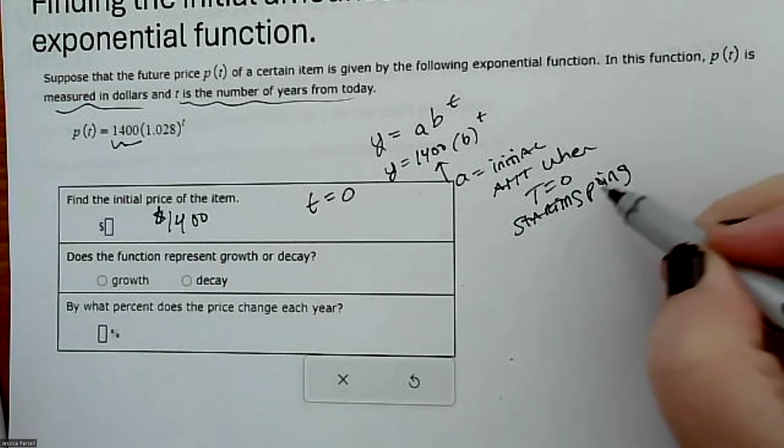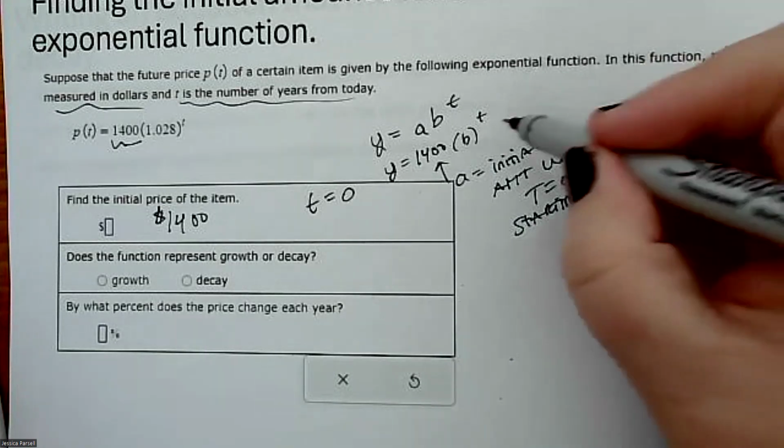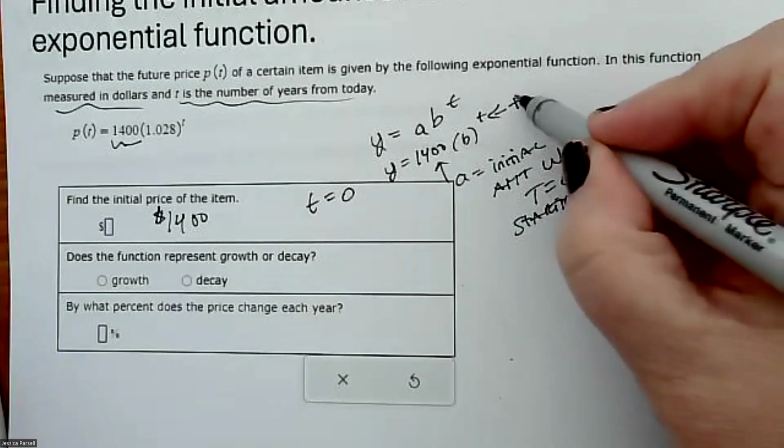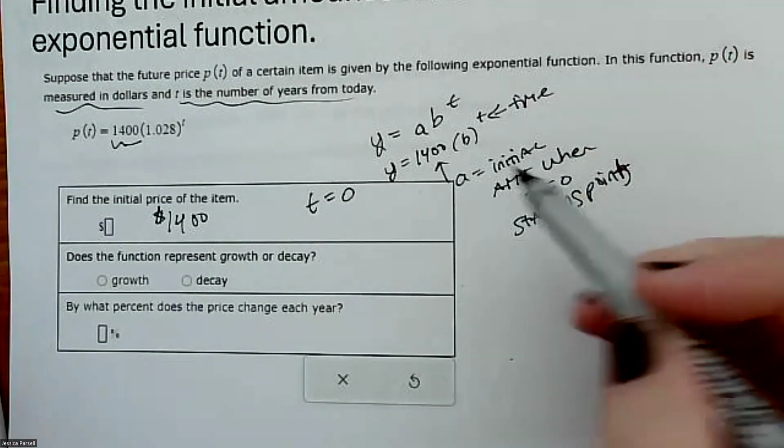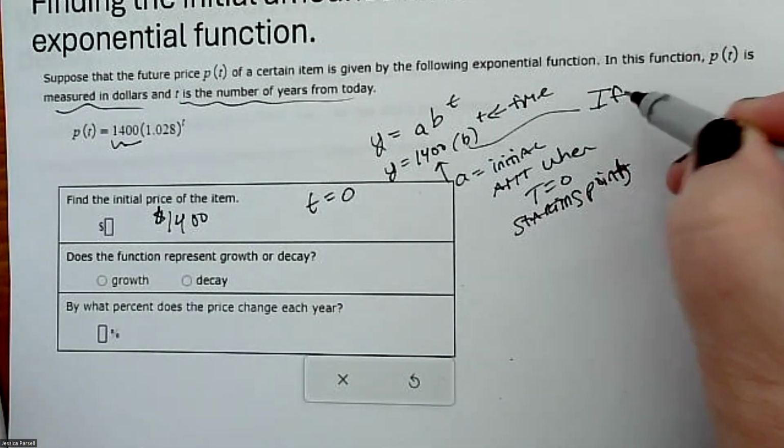Okay, that's your starting point. Remember T is time. And then I want to give you a little hint about B. B is like a base, okay? And here's some more little cheater notes that you can put down.